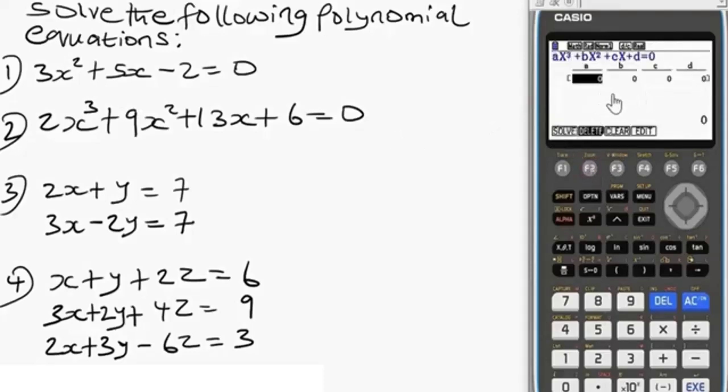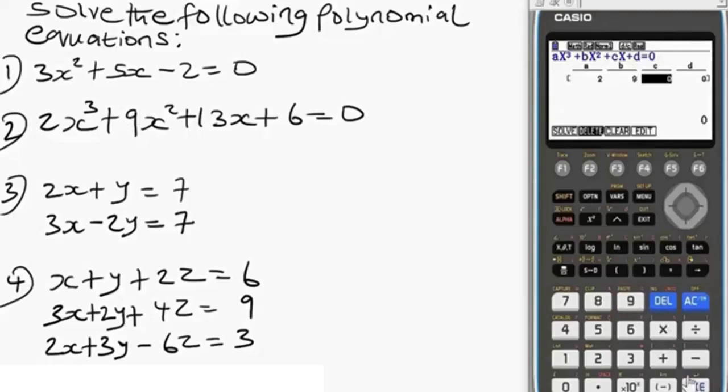Now we're in the cubic polynomial equation. Alright, now let's input their respective coefficients. For a, our term is 2x cubed, so the coefficient of 2x cubed here is what? 2. Press execute. Now our b is 9x squared, so the coefficient of 9x squared here is what? 9. It's as simple as that, guys.